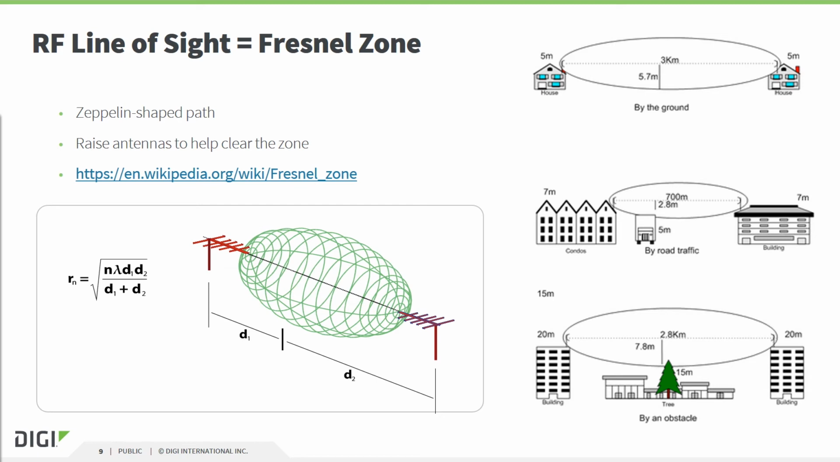The range for an RF product documented in the datasheet is measured with a Fresnel zone that is completely free. The radius of the Fresnel zone is the optimal antenna height without taking the curvature of the Earth into account. For long-range products, you have to raise the antennas even higher because of that.